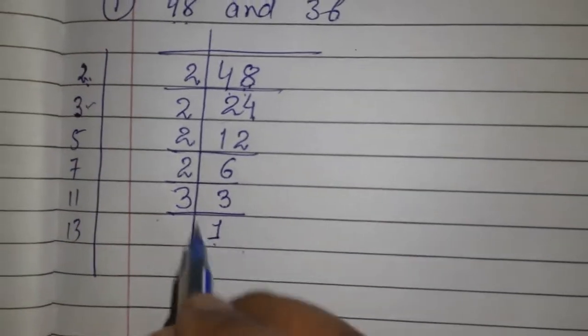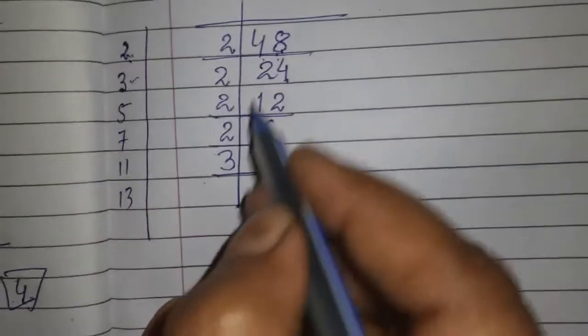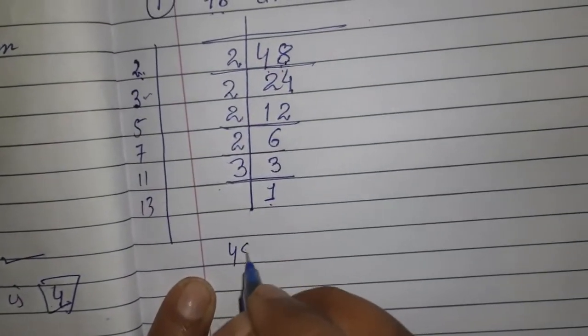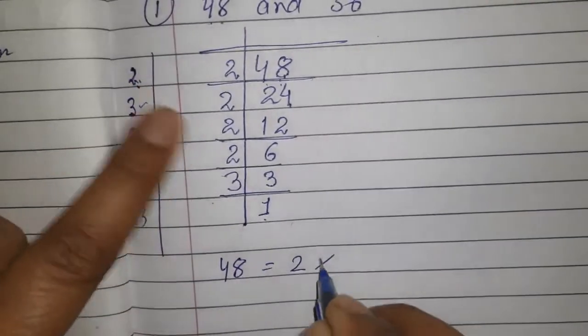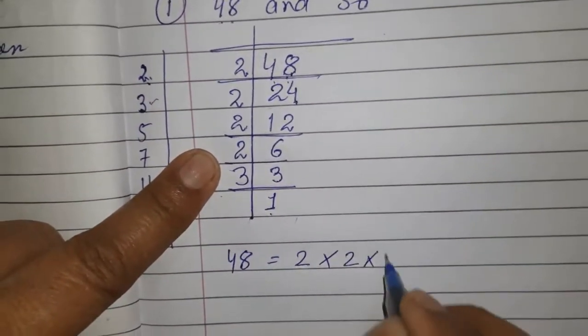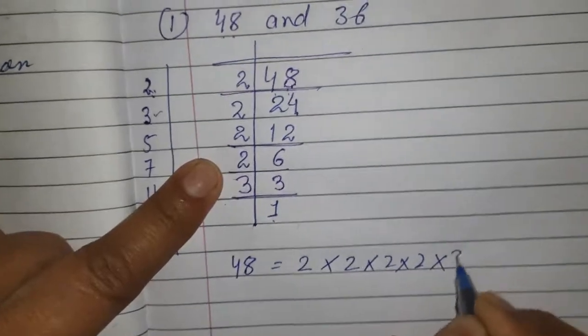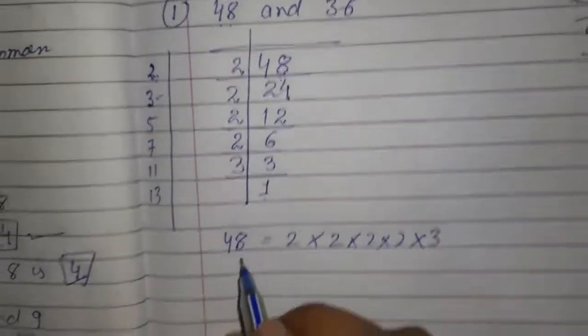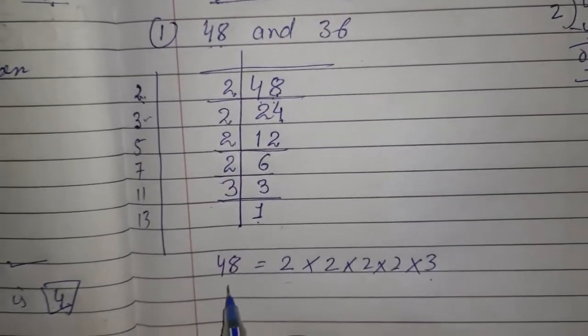When you get 1 here, now these are all the prime factors of 48. So you can write 48 equal to 2 multiplied, how many 2s? 4. 1, 2, 3, 4 and then 3. So these are the prime factors of 48, which means this is the prime factorization of 48.